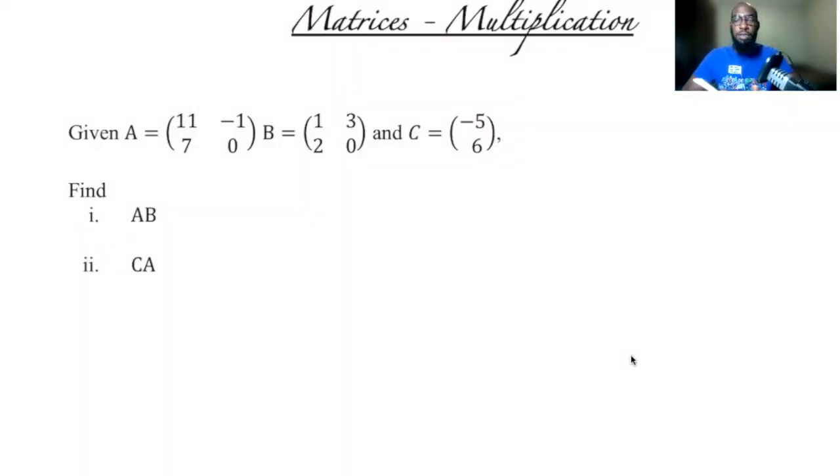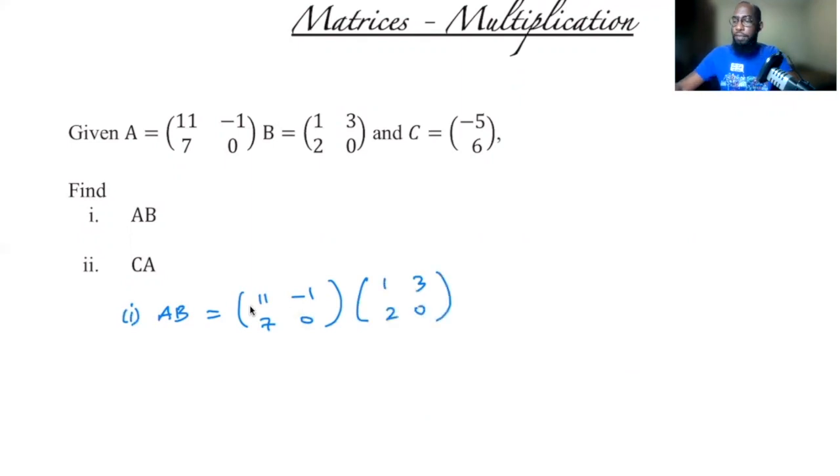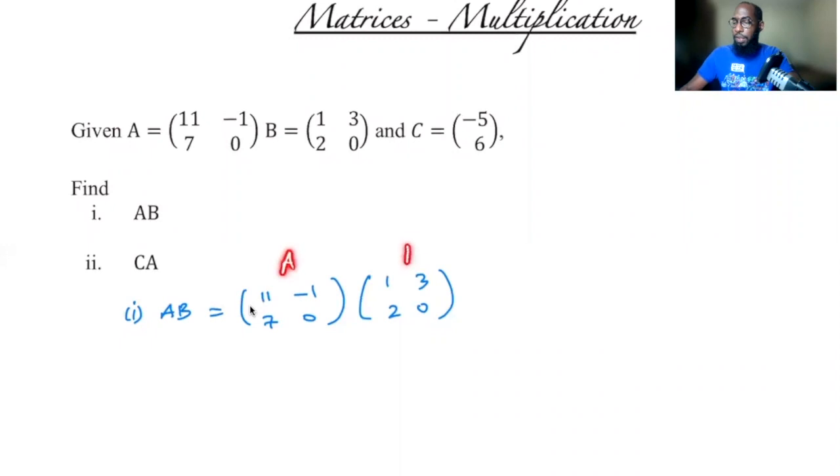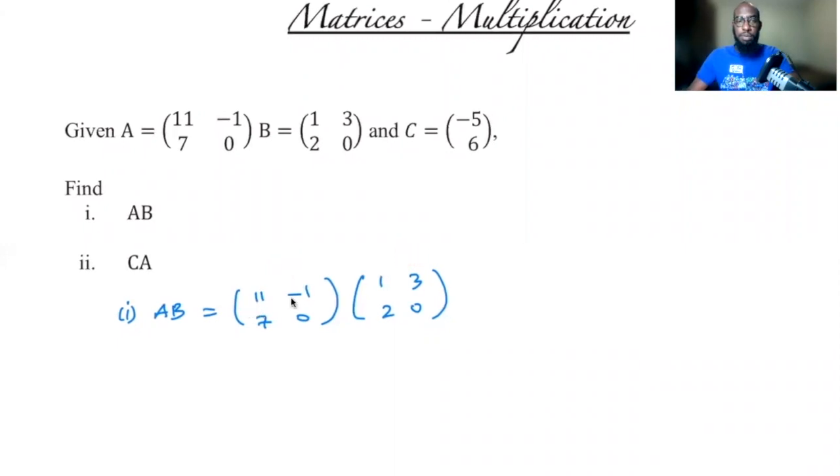At matrices, in particular multiplication. So we have AB and we have to find out what is CE. So let's deal with part one first. AB. So this is A, and B. All right, so we have A here, and then we have B across there. So that's the first thing we have to do. You don't have to put a multiplication sign. This is understood right here.